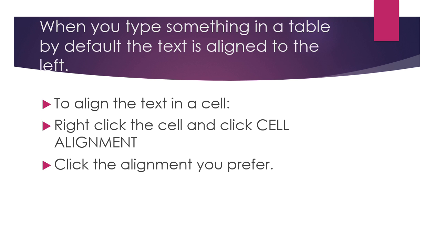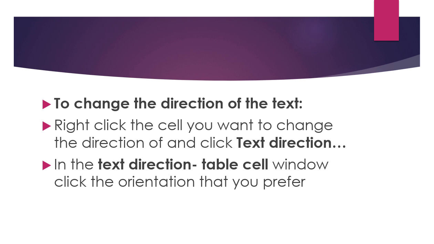When you type something in a table, by default the text is aligned to the left. To align the text in a cell, right-click the cell and click Cell Alignment. Click the alignment you prefer. To change the direction of the text, right-click the cell you want to change the direction of and click Text Direction. In the Text Direction Table Cell window, click the orientation that you prefer.